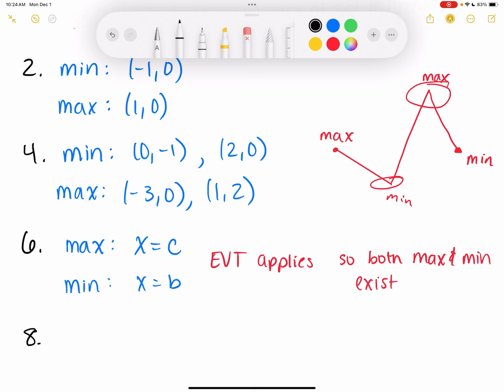So if it had closed circles on the ends, but then it had that hole in the middle, it would be, how do I say it? It would be defined on the closed interval, but it's not continuous because of the hole. So this one is not continuous or defined on a closed interval, and so this one, the extreme value theorem does not apply, and thus there's no max or min for this one.